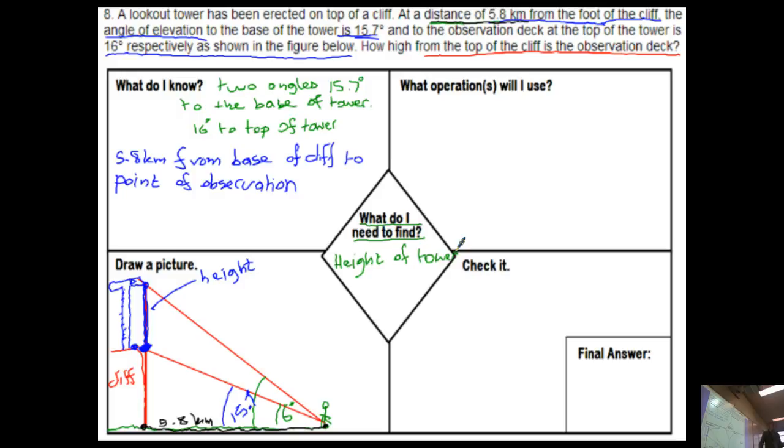So in the process of doing that, I might need to figure out the height of the cliff, in addition. But primarily, the most important thing, the goal at the end, is the height of this tower. Okay? All right. Now, what kind of operations do you think I might be using? What are the rules or maths working out I might be doing?